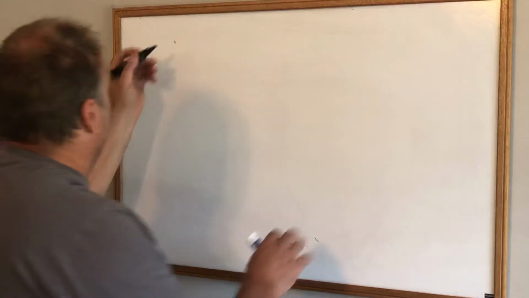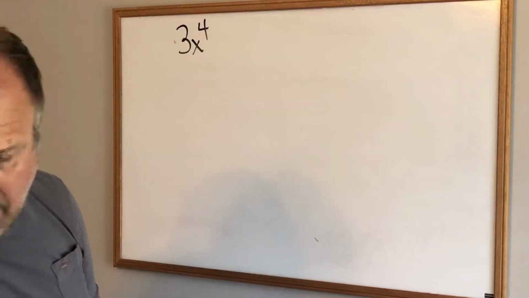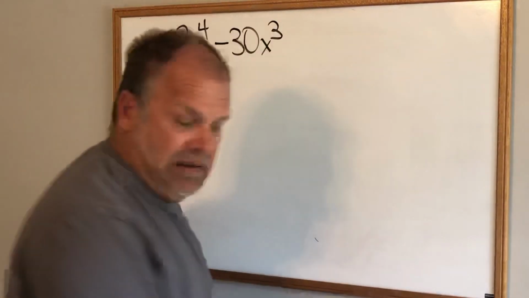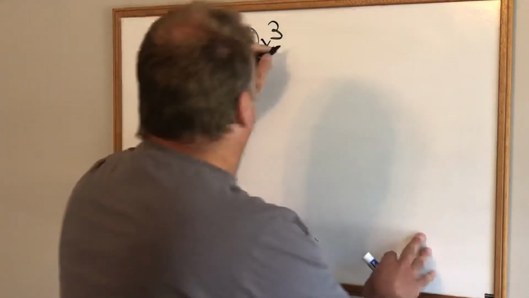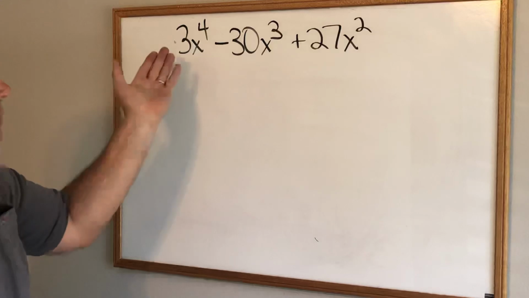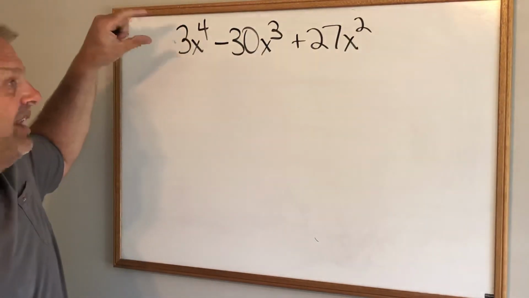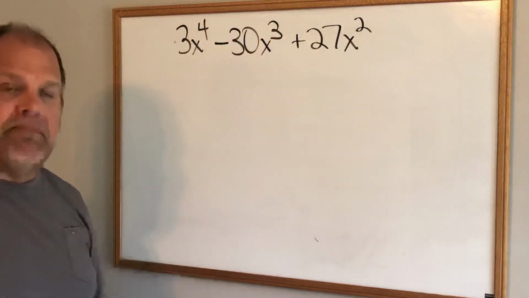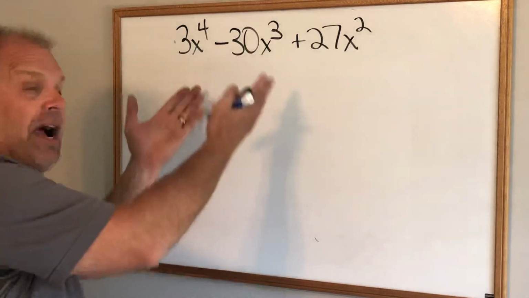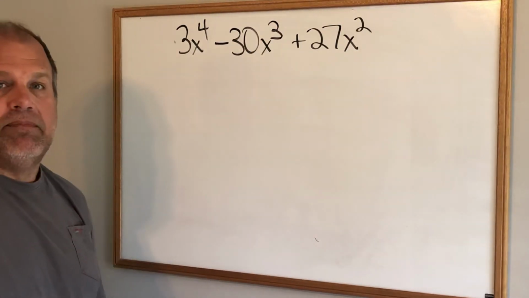3x to the 4th minus 30x cubed plus 27x squared. All right, first off, is it in descending order? Or the powers descending? X to the 4th, x cubed, x squared. Yes. All right, go ahead. Pause the video and try and work this out all the way.